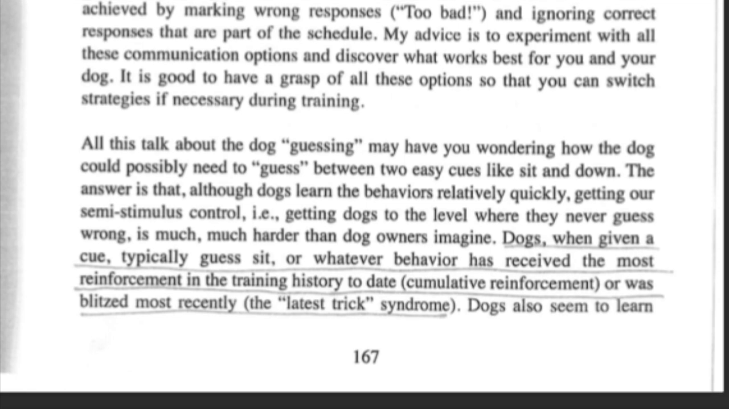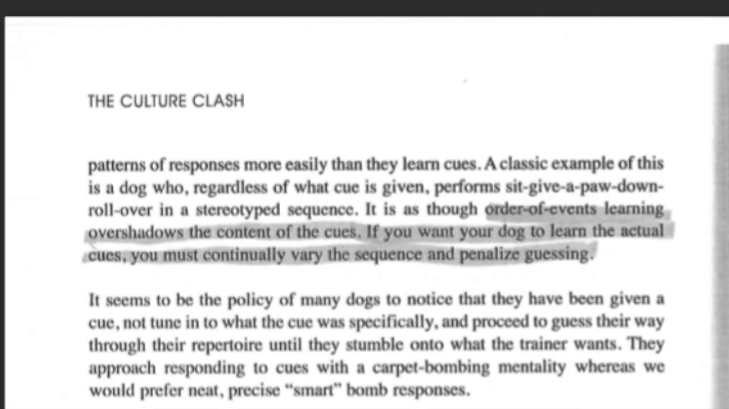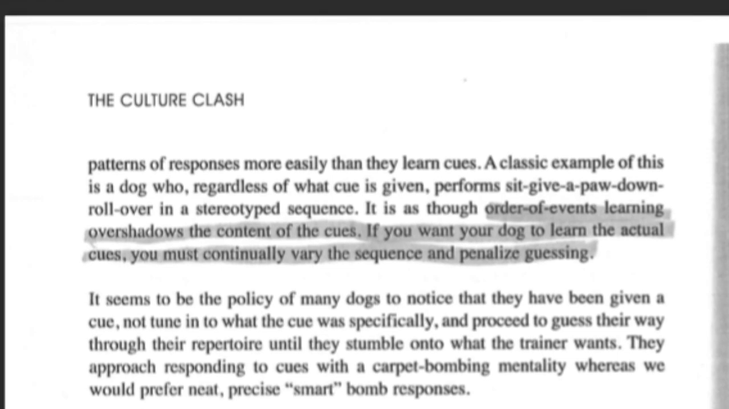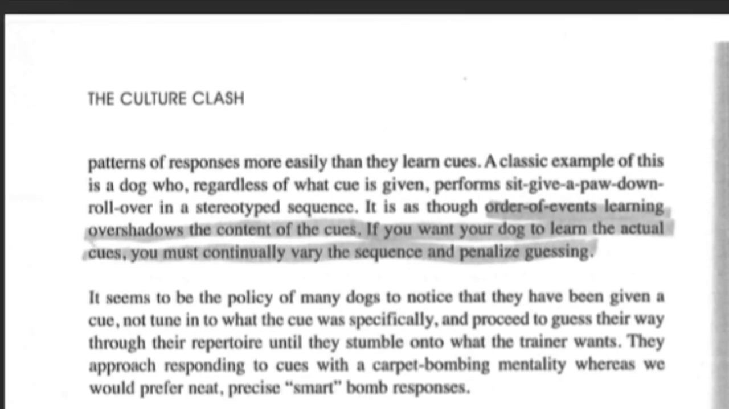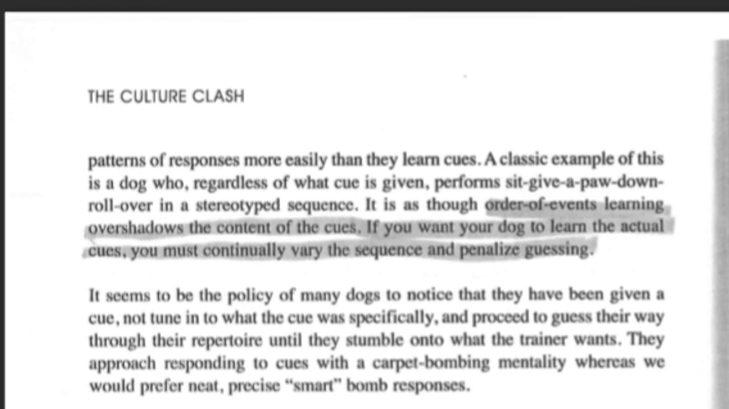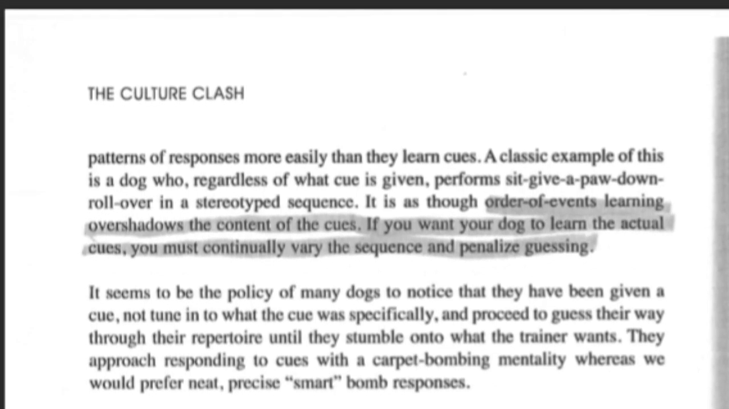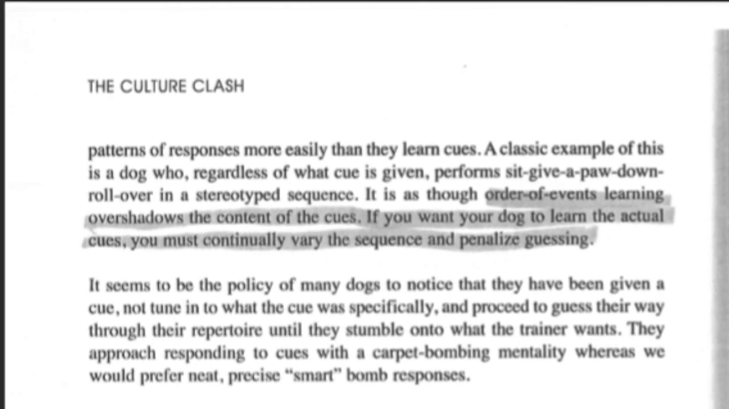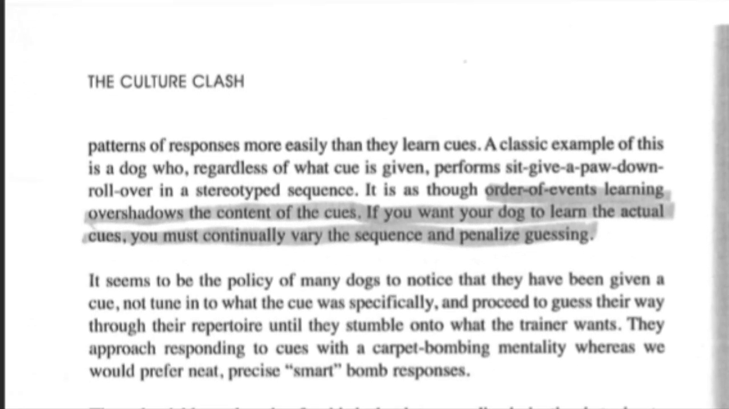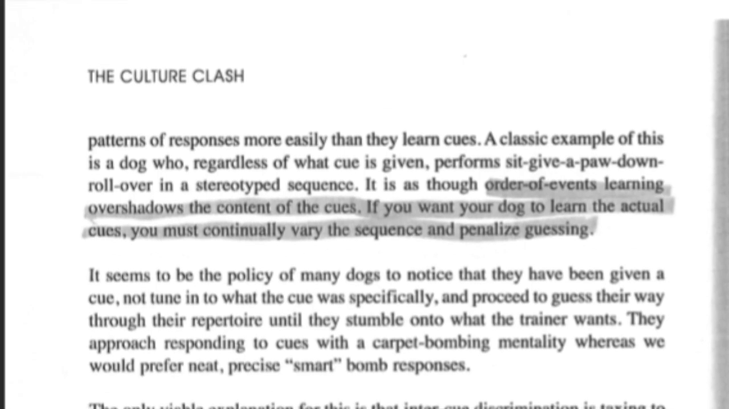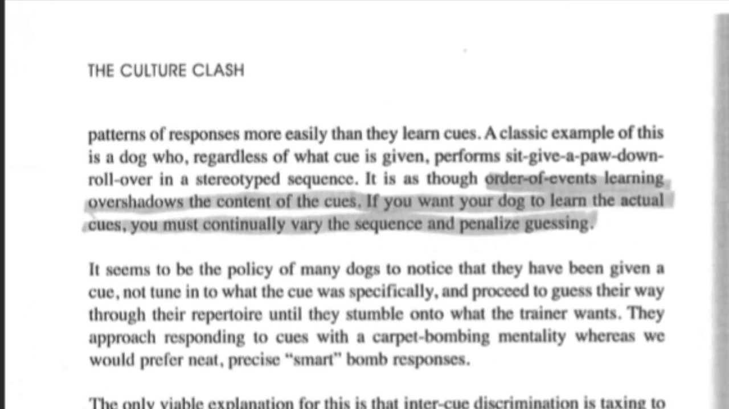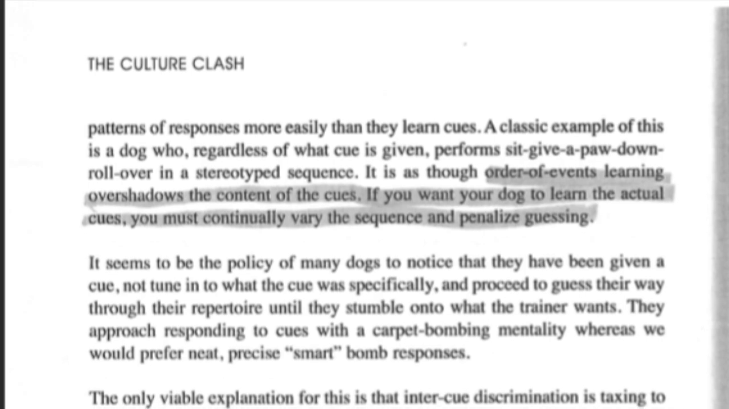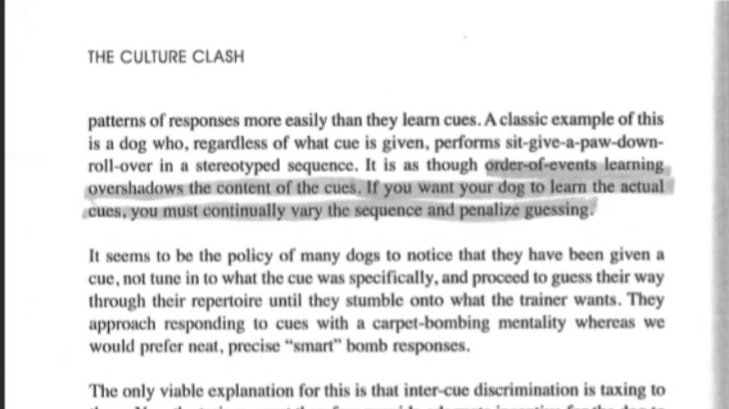Dogs also seem to learn patterns of responses more easily than they learn cues. A classic example of this is a dog who, regardless of what cue is given, performs sit, give a paw, down, roll over in a stereotyped sequence. It is as though the order of events, learnings, overshadows the content of the cues. If you want your dog to learn the actual cues, you must continually vary the sequence and penalize the guessing.